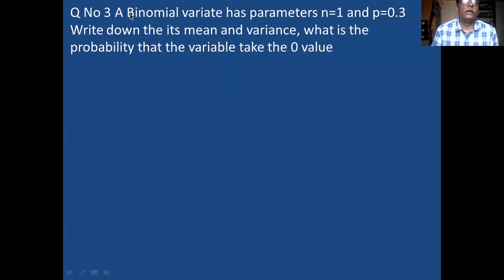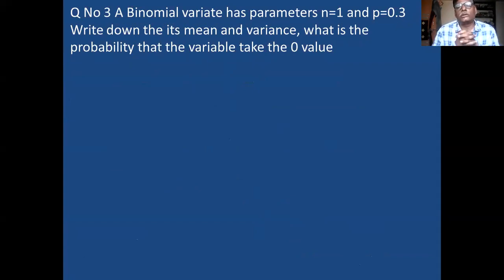The third example is a binomial variate with parameters n is equal to 1, p is equal to 0.3. Write down its mean and variance. What is the probability that the variable takes the value 0?